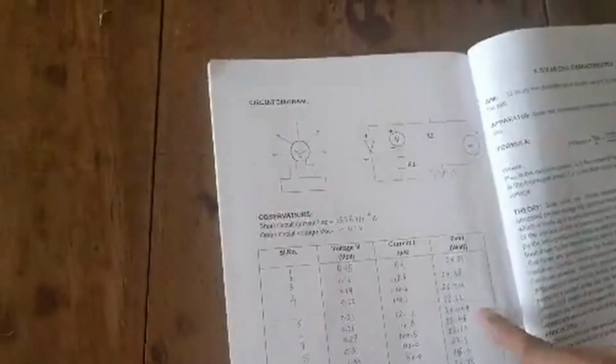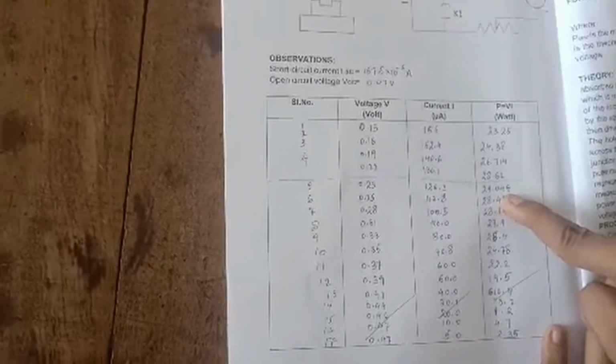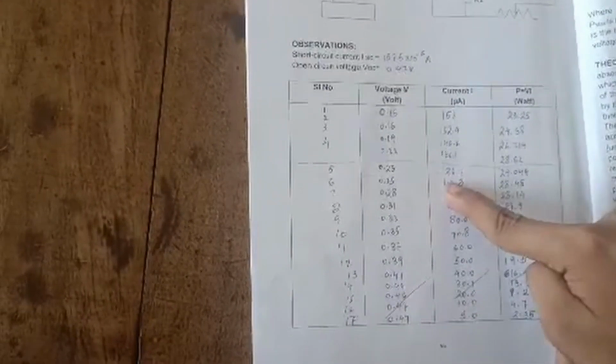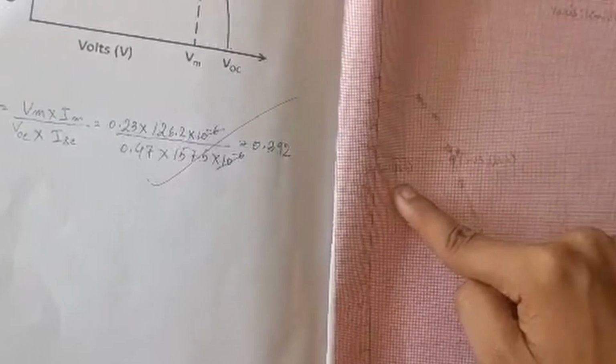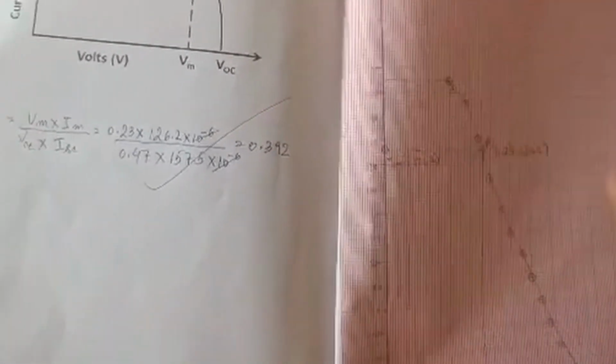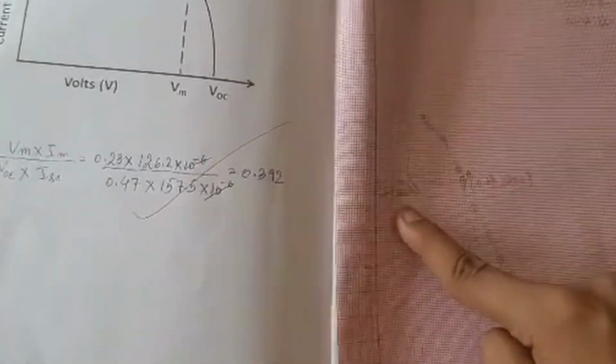So if I come back here, the maximum power over here is 29.049. The corresponding maximum current and maximum voltage would be: current would be 126.2 and voltage would be 0.23. As you can see, it's 126.2, and obviously while plotting the graph you take suitable scales for both the axes. So current you have 126.2 and voltage you have 0.23.